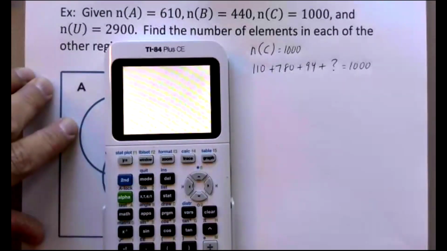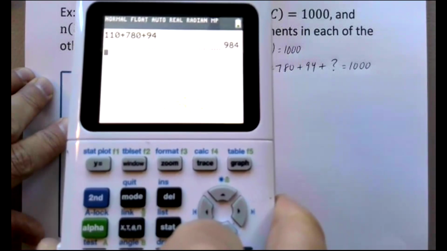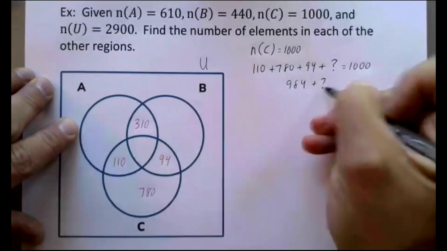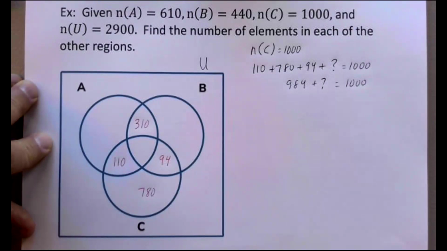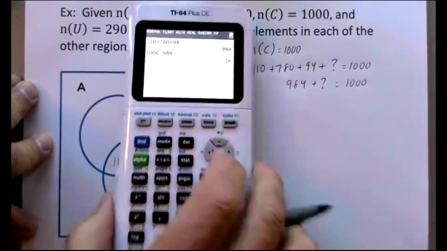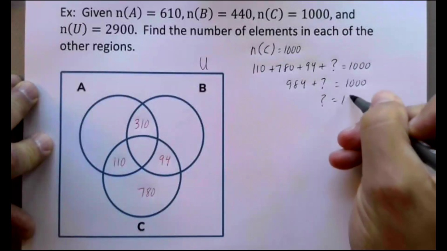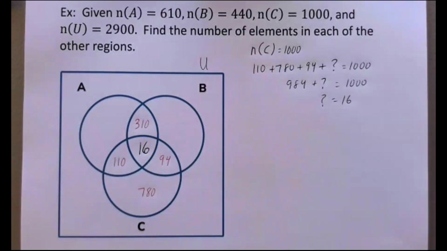So if you take 110 plus 780 plus 94, you get an answer of 984 for that part. So 984 plus whatever that middle number is going to be must add up to 1,000. At this point, you should just subtract 984 from both sides, and you will get that that question mark needs to be 16. We now know there are 16 people in the middle right there.